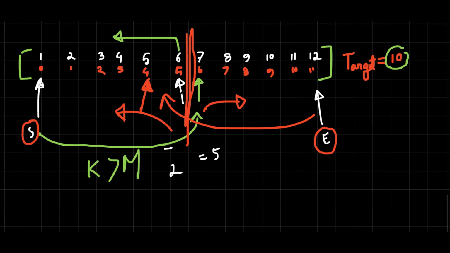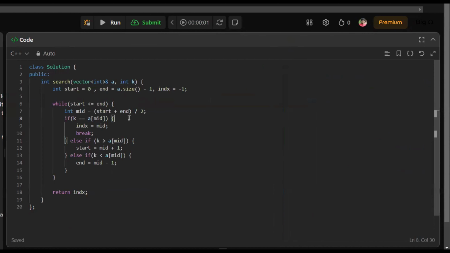Now let's move on to the code. In this problem, the code is pretty simple. At first, we are given a function named search, which has a vector as a parameter and a value k. Now, this is the start index, this is the end index, and this is the index variable. Now, we have to repetitively check whether the start index is less than or equal to end or not. And inside each iteration, we have to calculate the mid value and check three conditions.